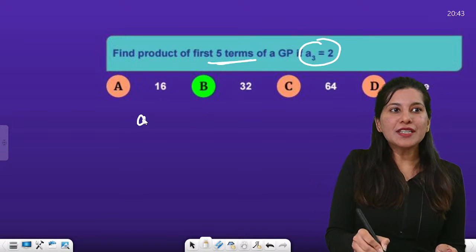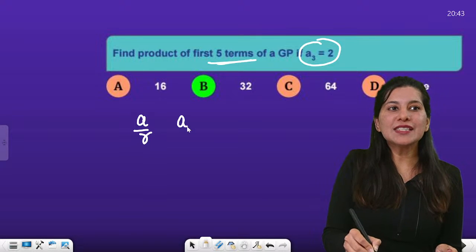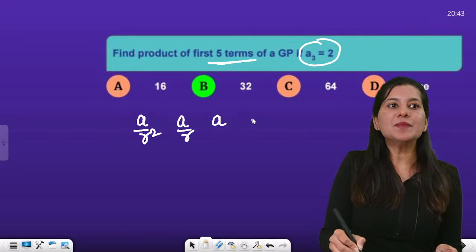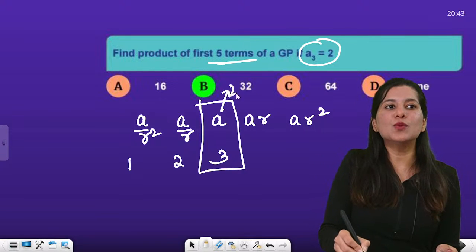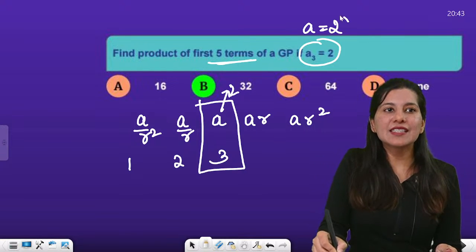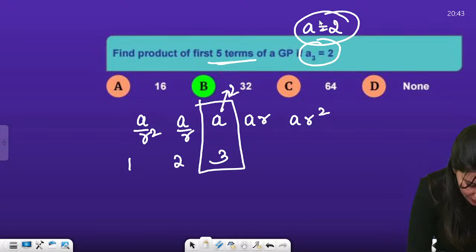So what is your first term? A by r square. What is your second term? A by r. Third term A. Then Ar, then Ar square. So first term, second term, third term. The third term is given as 2. That's why I have taken A equals 2. I hope you've understood this.